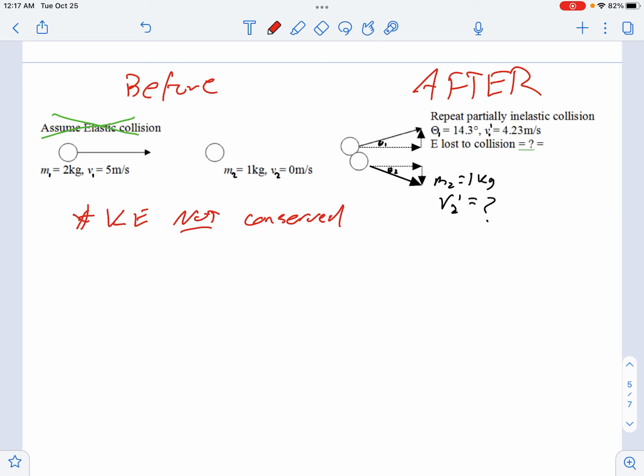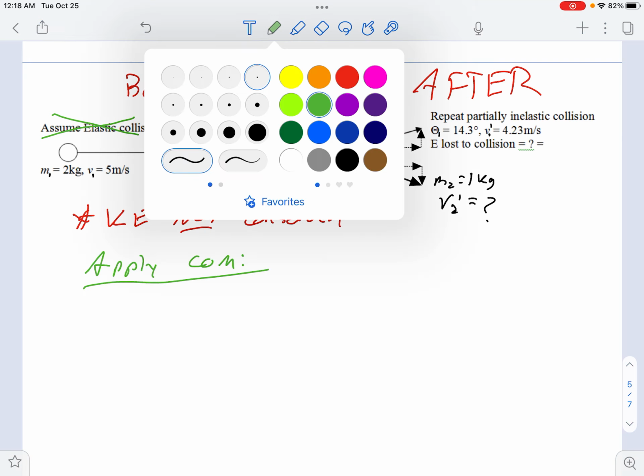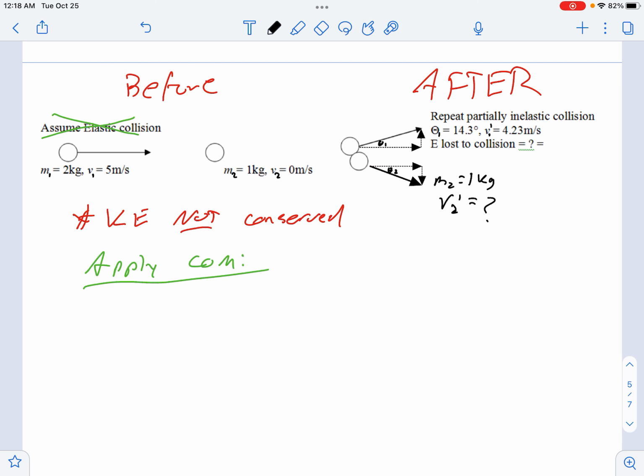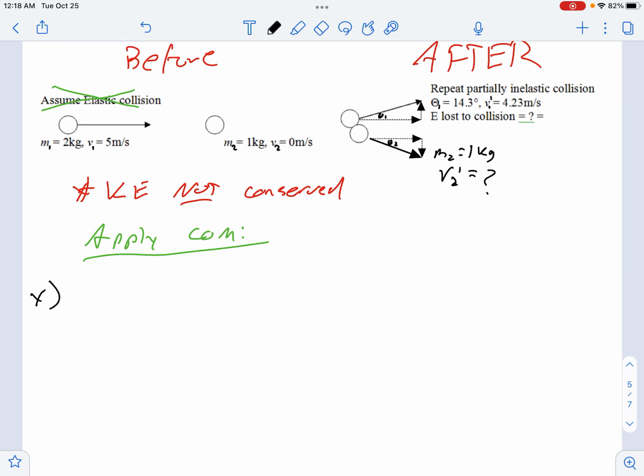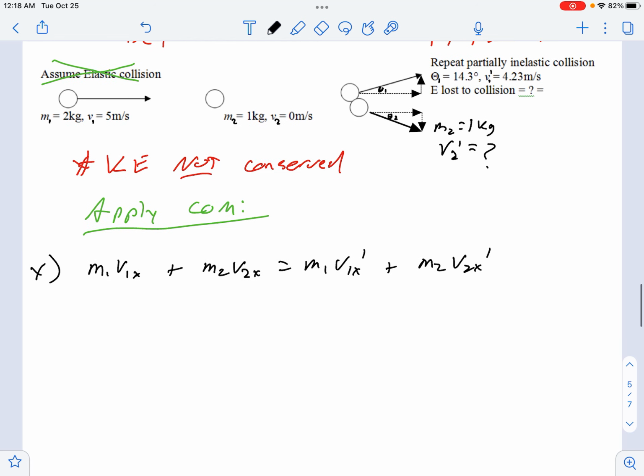And if that's the case, the way that we solve it is we apply conservation of momentum in 2 dimensions, which really just means more math. All right, so let's go ahead and do that. I'm going to start with sideways. So m1 v1x plus m2 v2x is equal to m1 v1x prime plus m2 v2x prime. Like with energy, ball 2 is not moving to begin with, so no velocity, no momentum.